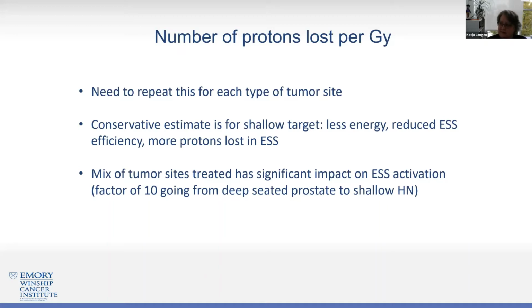Your efficiency of the energy selection system is now reduced, which means you're losing more protons in the system. So the mix of tumor sites has a significant impact on calculating the activity that you estimate for a proton facility. It's about a factor of 10 if you go from a deep-seated prostate to a shallow head and neck case. So there are a lot of assumptions in this process, and this is one of the assumptions that has the biggest impact on the final result.